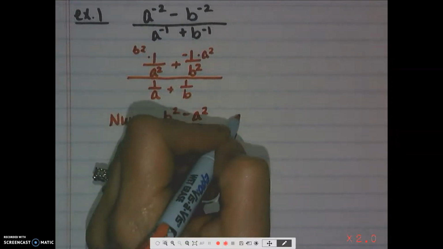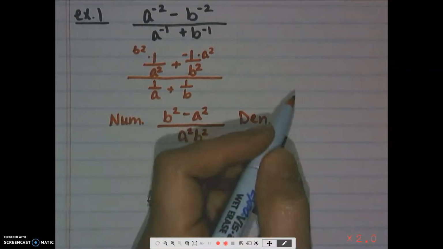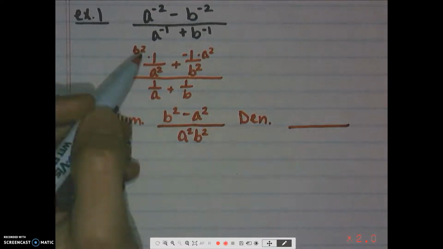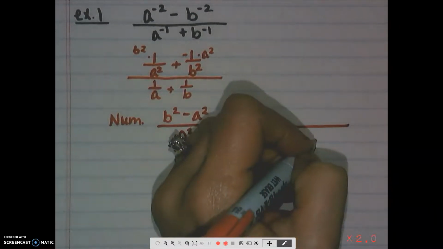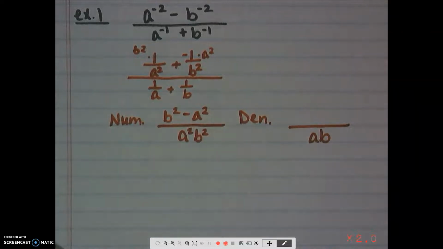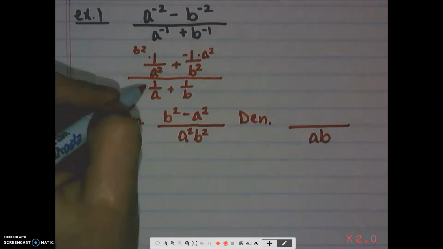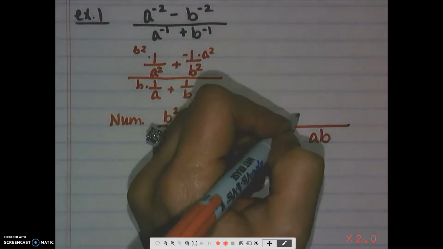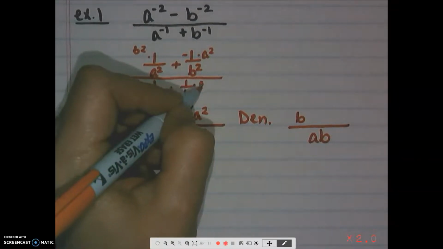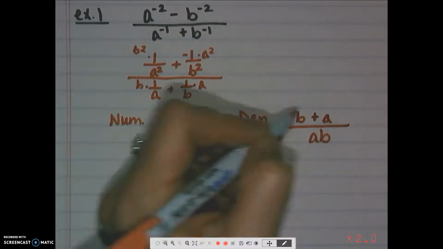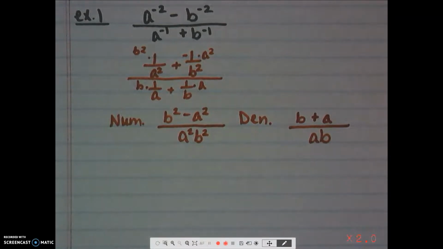All right, we're moving on to the denominator. So here, between these two fractions, our common denominator would be a, b. To go from a to ab, we're going to multiply the first fraction by b. To get from b to ab, we're going to multiply the second fraction by a. And we get b plus a over ab.